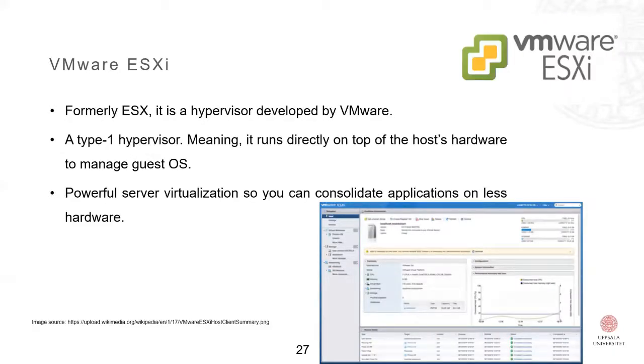Another hypervisor is called VMware ESXi. Before it was called ESX, and it was developed by VMware. This hypervisor is different from the ones we have discussed before. It is called a type 1 hypervisor, meaning that it doesn't need a host operating system. It can directly install and work with the hardware of the computer. And then on top of it, there are, of course, virtual machines.